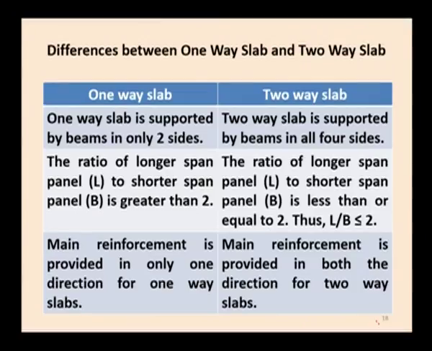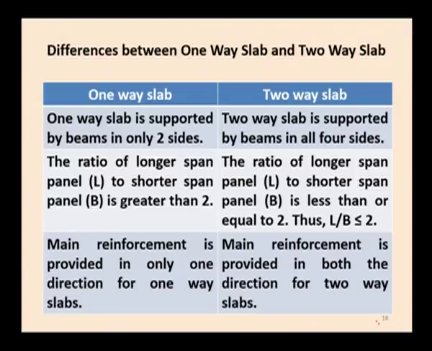It has to be spanned along only one direction and supported on 2 opposite walls only, that is all. Then, when the ratio of longest span to the shortest span is less than or equal to 2, it has to be designed as a two-way slab. I have already told you this in detail.